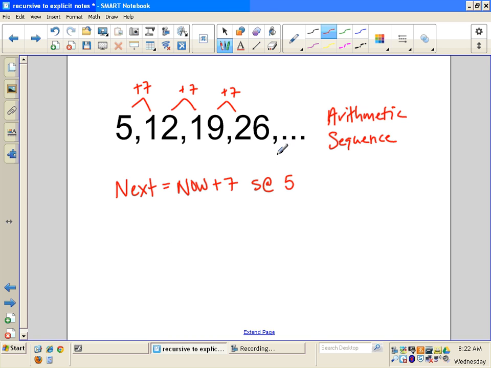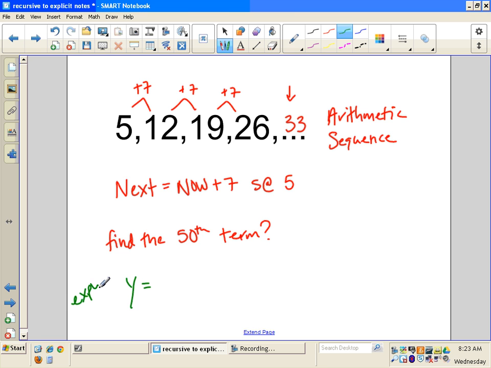If this is the first 4 terms, and I just wanted to get the next term, I would just know that I need to add 7, and I would get 33. That would be fine. But what if I said I want you to find the 50th term? Well, that means I have to do 50 numbers out? That doesn't make a lot of sense. So this is where using a y equals equation, which we call the explicit form, is going to be much easier.